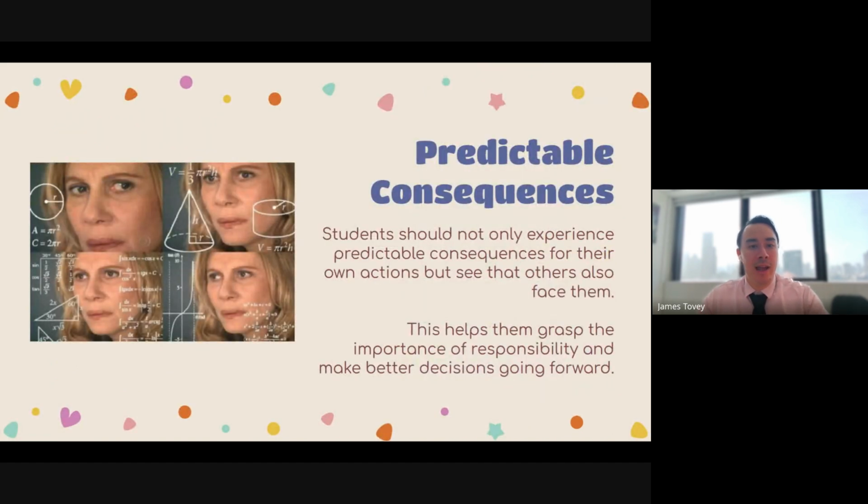Okay. Now, predictable consequences. I love this picture on the left. Students should not only experience predictable consequences for their actions, but also see that others also face them. So it's not about students knowing, if I do this, then the teacher's going to do that. It's if anyone in the classroom does this, then the teacher's going to respond the same way. It helps them grasp the importance of responsibility and making better decisions going forward. And they also see that as a community in this classroom, that behavior is not tolerated by the teacher.